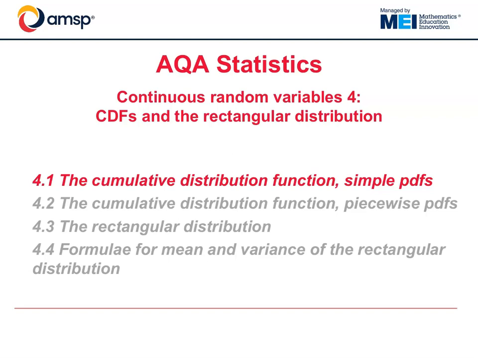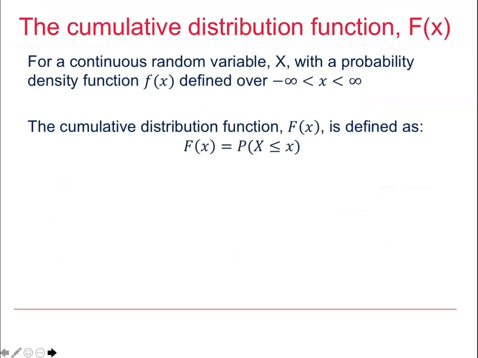This is AQA Statistics, Continuous Random Variables 4. This video is about the cumulative distribution function for simple PDFs. Please pause a moment to read the definitions on the slide.